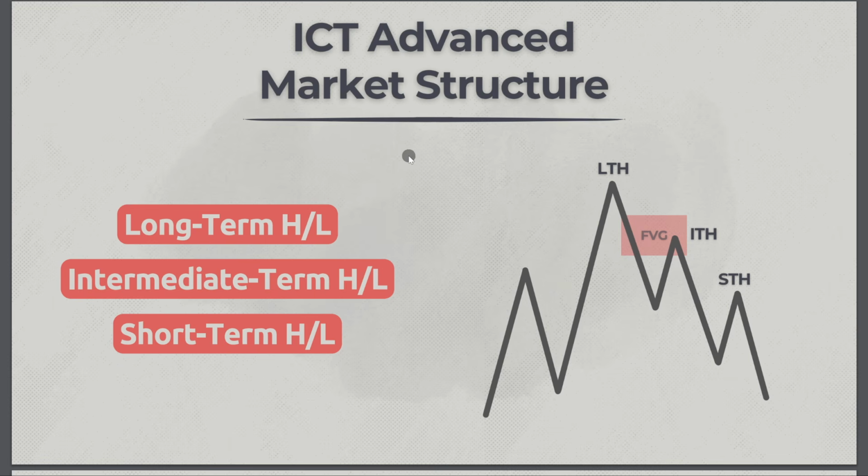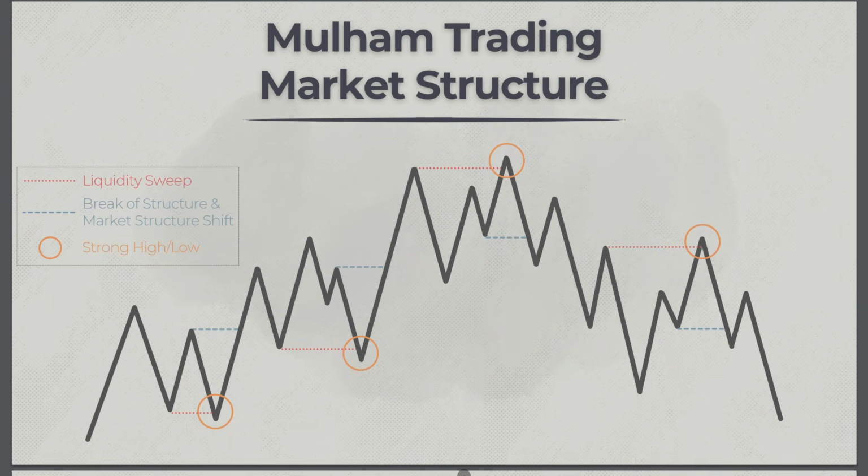Now, ICT, again, I have a full video on this. We have long-term highs and lows, we have intermediate-term highs and lows, and we have short-term highs and lows. This is what ICT advanced market structure is. Now into my way of marking the market structure. So that's the Mulham trading way. If you guys trust me, then follow this and you're going to see a big difference in marking your structure.